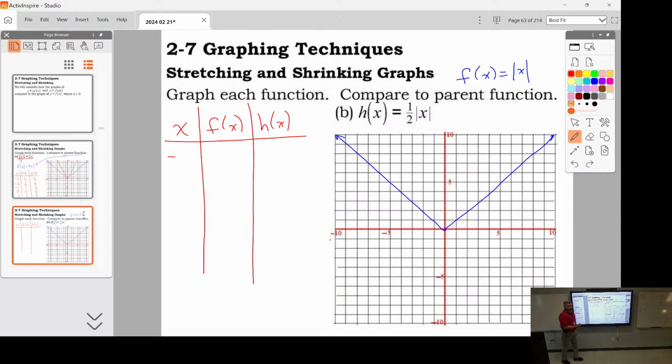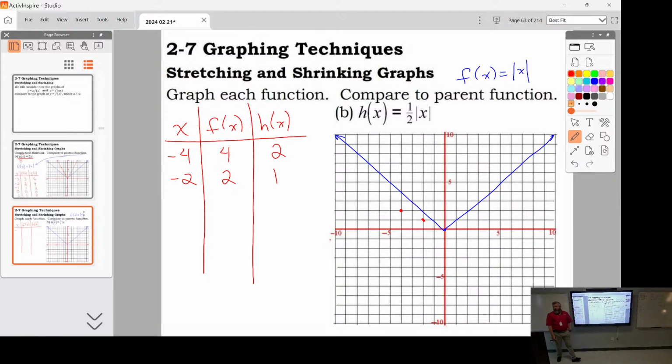I'm going to use nicer numbers. If x is -4, the absolute value of -4 is 4, and that point is already plotted at -4, 4. Half of 4 is 2. So h of x has a point at -4, 2. Plugging in -2, the absolute value of -2 is 2. Half of 2 is 1, giving us a point at -2, 1.